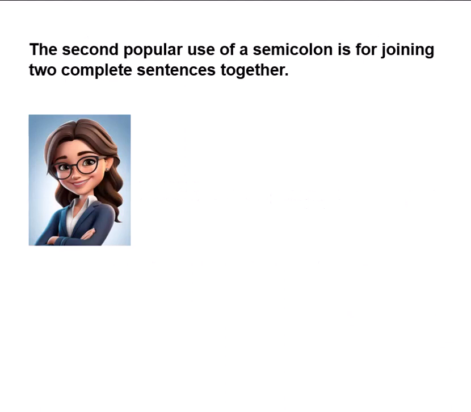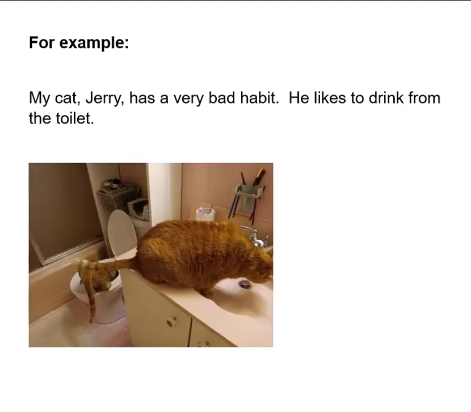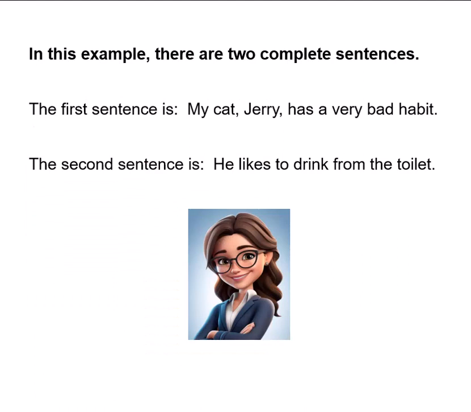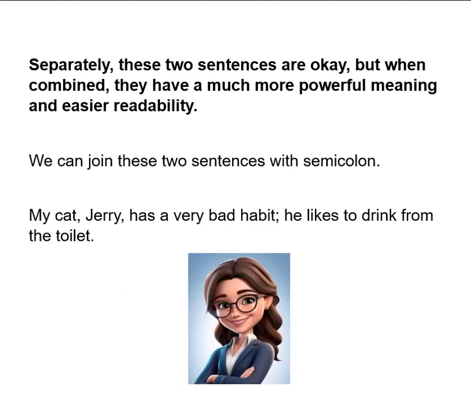The second popular use of a semicolon is for joining two complete sentences together. For example, my cat Jerry has a very bad habit. He likes to drink from the toilet. In this example, there are two complete sentences. The first sentence is, my cat Jerry has a very bad habit. The second sentence is, he likes to drink from the toilet. Separately, these two sentences are okay, but when combined, they have a much more powerful meaning and easier readability.